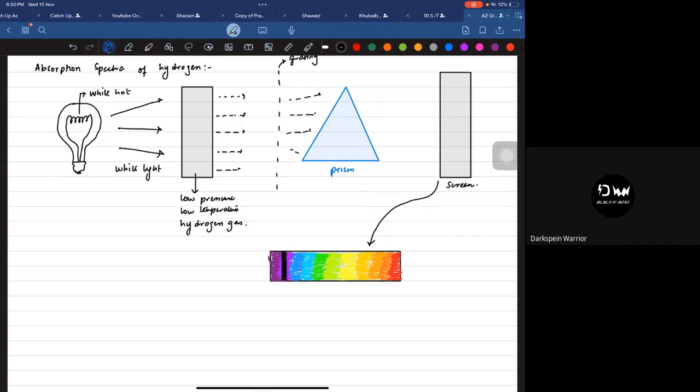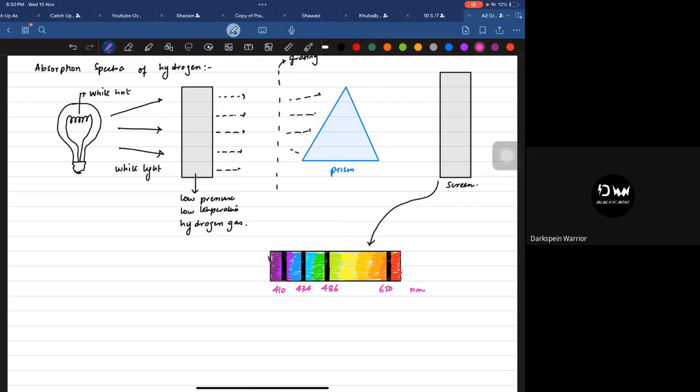Some colors are missing. All right, kids? And these black lines will have fixed positions. For example, one will be at light indigo, one will be at blue, the cyan one. Just like you've seen in the previous one, you'll have their fixed positions. And these lines have the same wavelengths as what was emitted: 410, 434, 486, and 650 nanometers.